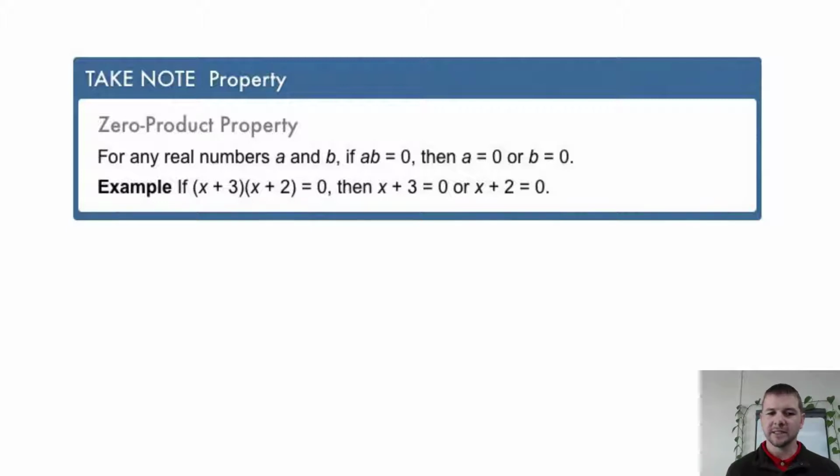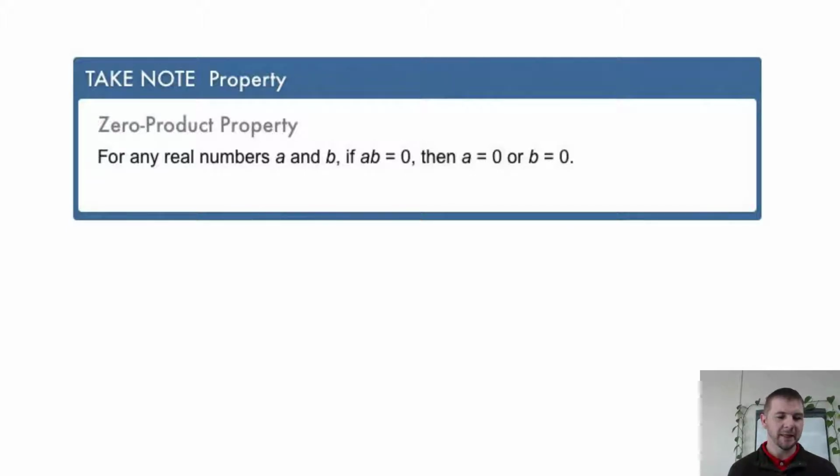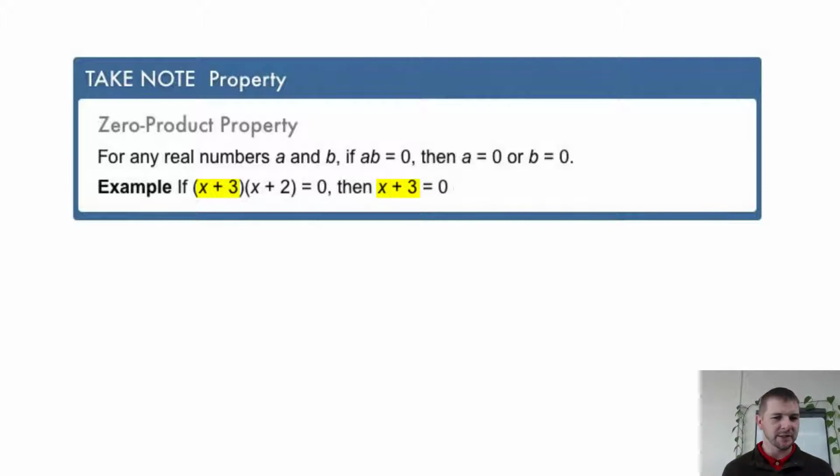Take note, zero product property. For any real numbers a and b, if a times b equals 0, then a equals 0 or b equals 0. For example, if (x plus 3) times (x plus 2) equals 0, then x plus 3 equals 0, or x plus 2 equals 0.